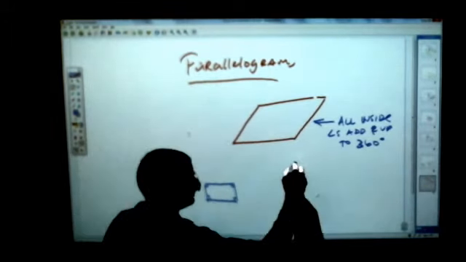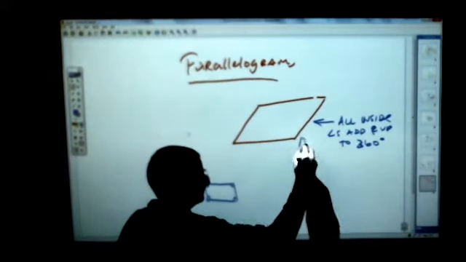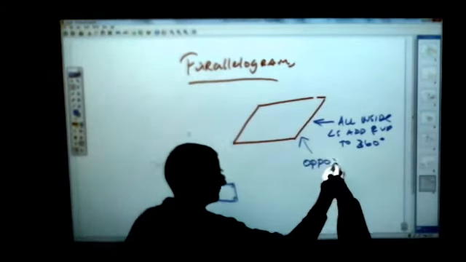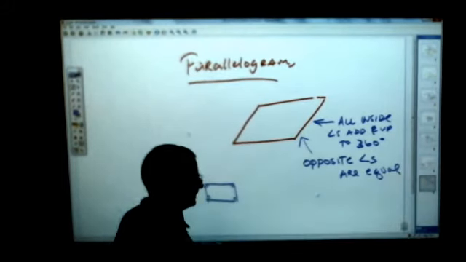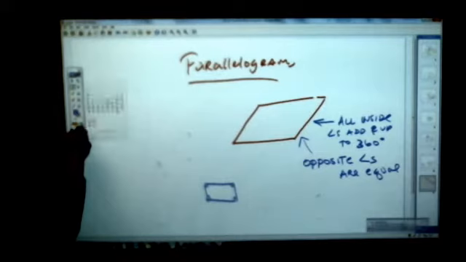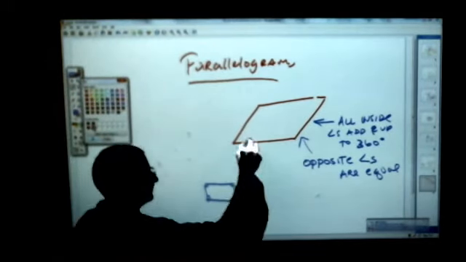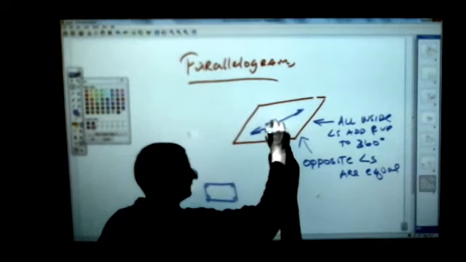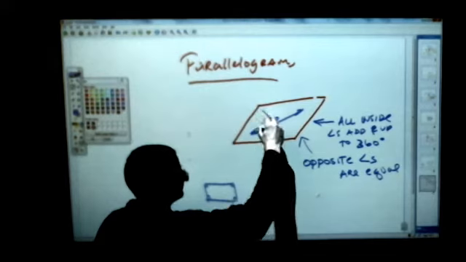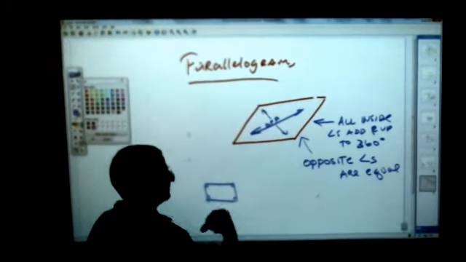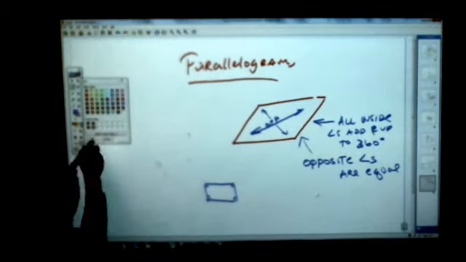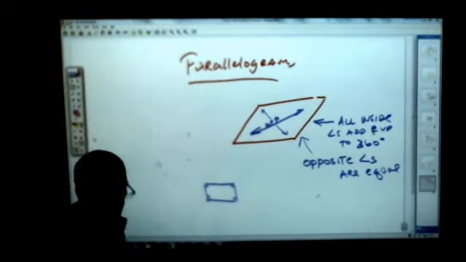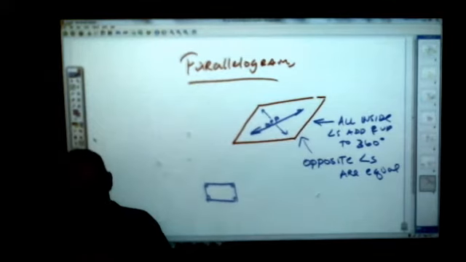The other thing to know about parallelograms is that the opposite angles are equal. You can amaze your friends. And what does it mean by opposite angles? Well, that means this. This angle is opposite of that angle, and this angle is opposite of that angle.